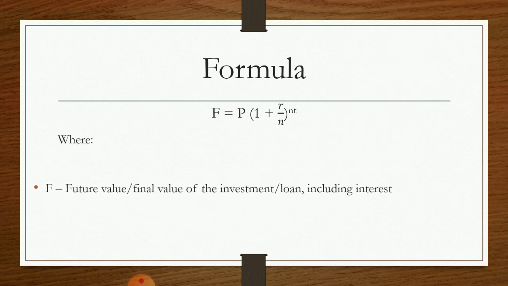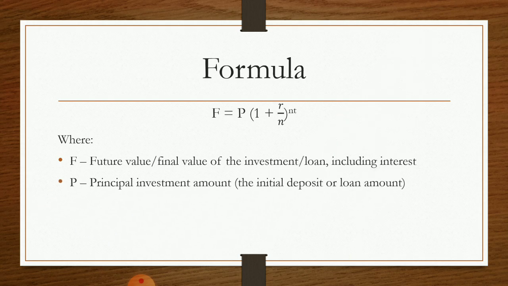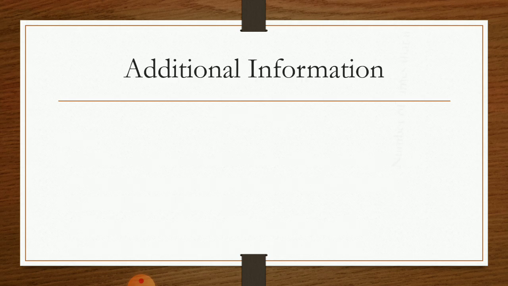where F is the future value or final value of the investment or loan, including interest. Then P is the principal investment amount, or that is the initial deposit or loan amount. R is the annual interest rate in decimal. T is the number of years the money is invested or borrowed for. Then N is the number of times that interest is compounded per year.